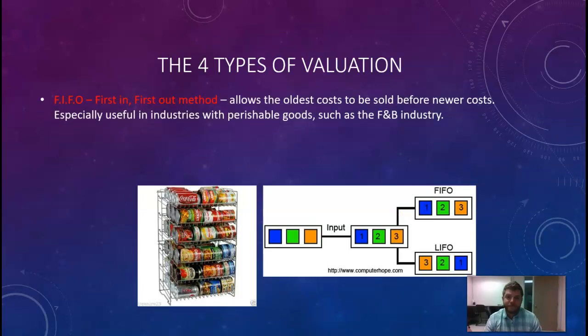The next one is FIFO, so first in, first out. It allows the oldest goods to be sold before newer costs. This is good, especially in industries with perishable goods, things that only last so long. So we always like to say we use FIFO in restaurants because I want to sell the lettuce or the apples or whatever produce or meat I've purchased, the oldest one first, right?